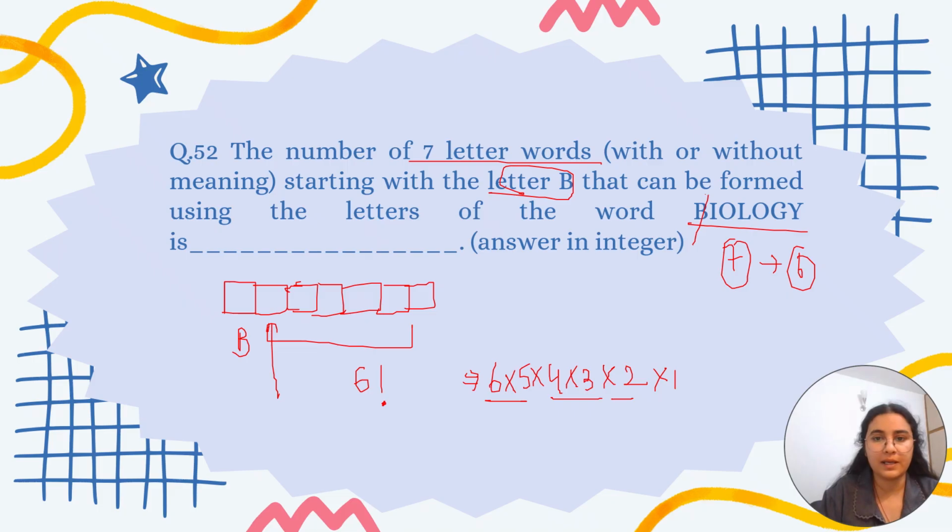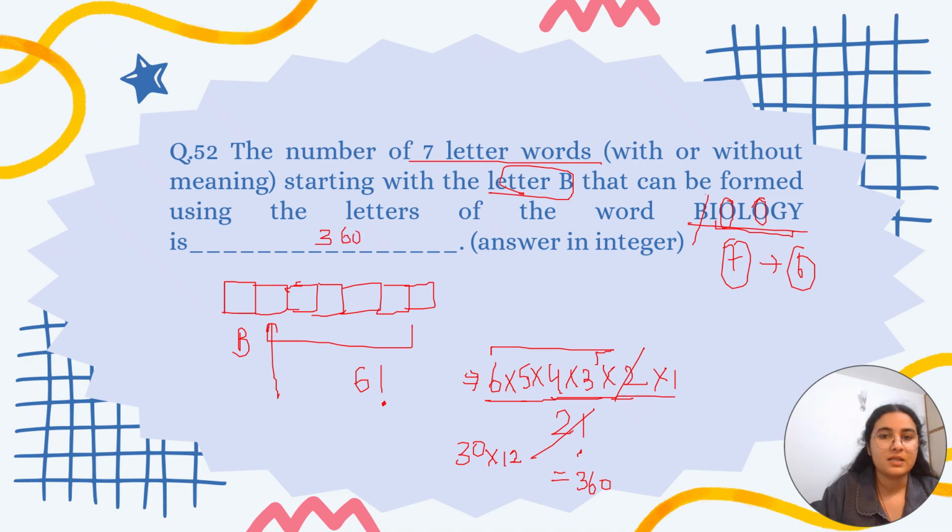I'm just trying to multiply it. I'm just thinking about whether something is repetitive. As you can see, there are 2 O's. So whenever there is repetition, we just divide by the factorial of the repeated letter. So 2 with 2 will be cancelled out, and only this will be multiplied. So 6 fives are 30, 4s are 120, 3s are 360. So a total of 360 seven-letter words, with or without meaning, can be formed given that the first letter is B.